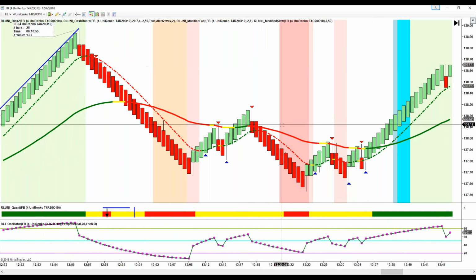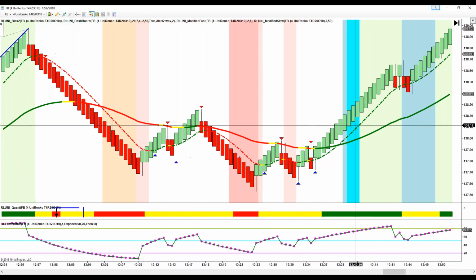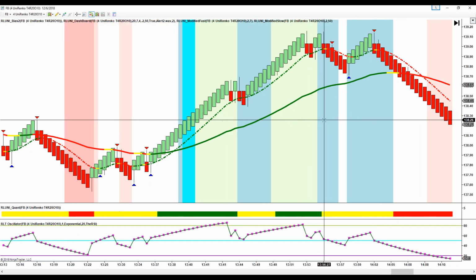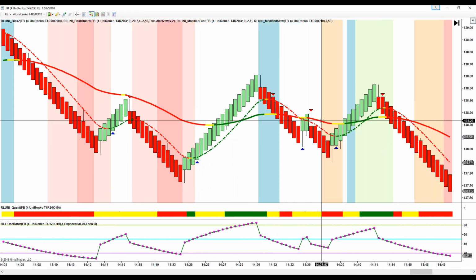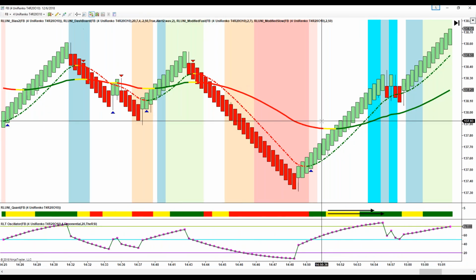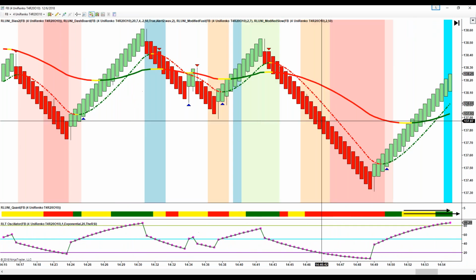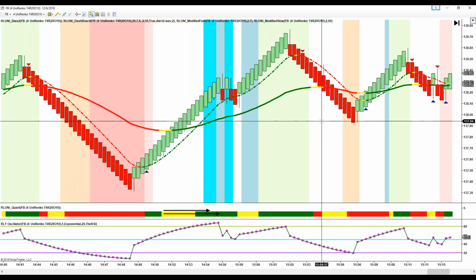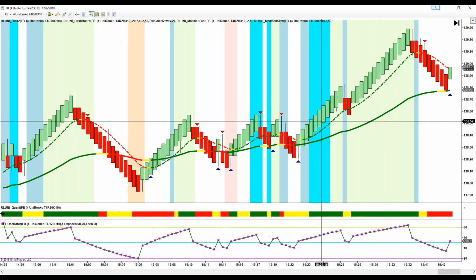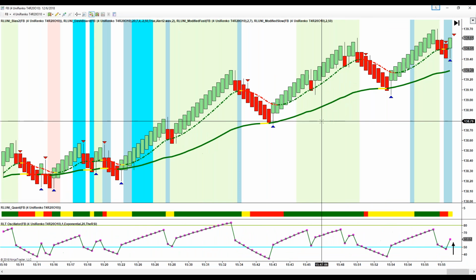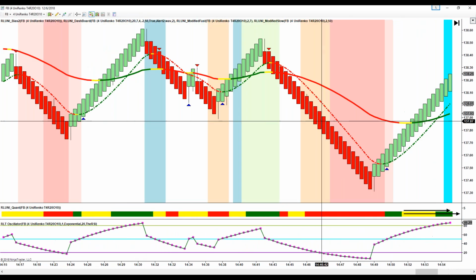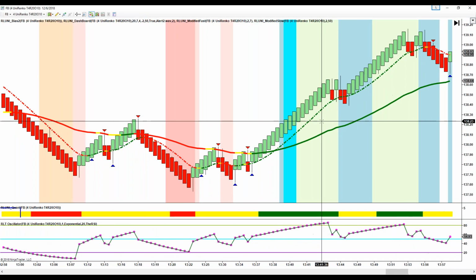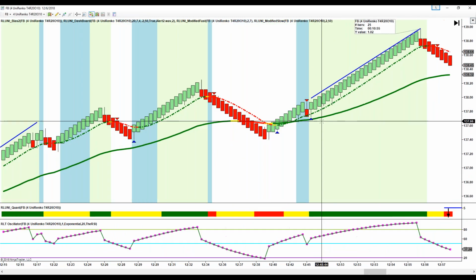So I have nothing here. Don't have the dark pink, and it's protecting us. That's it. You only get 2 perfect entries, but that's all you need on one stock, because I'm just looking for something else. The whole idea is to trade and scan multiple instruments.